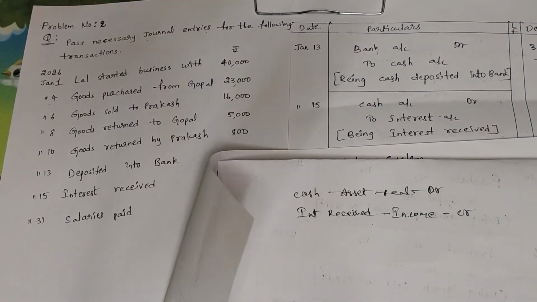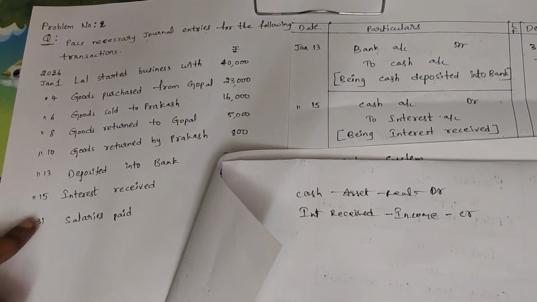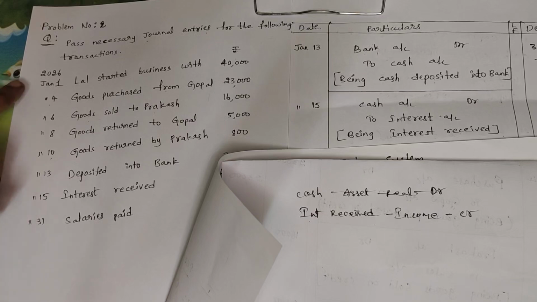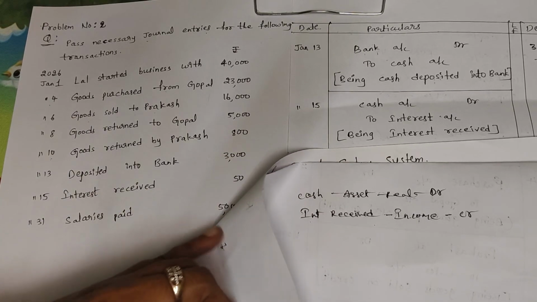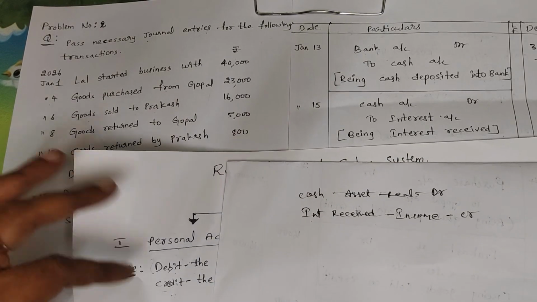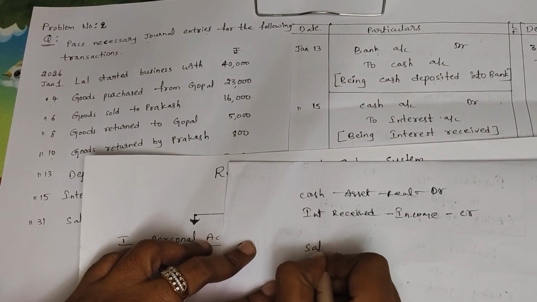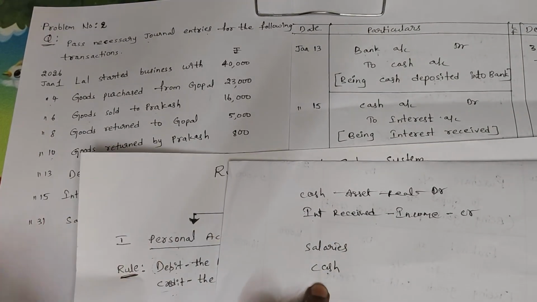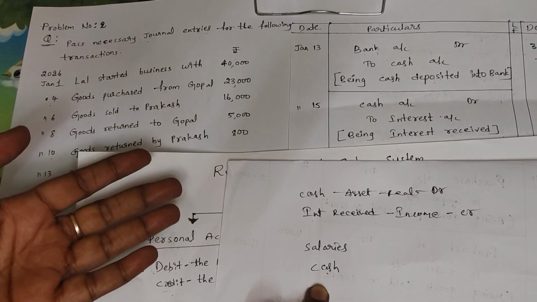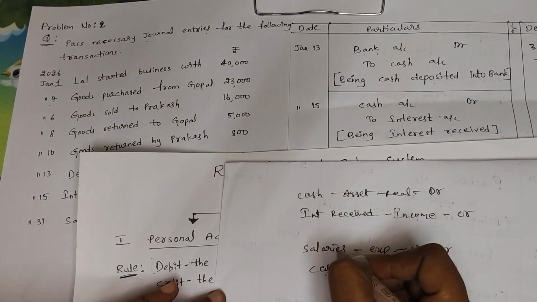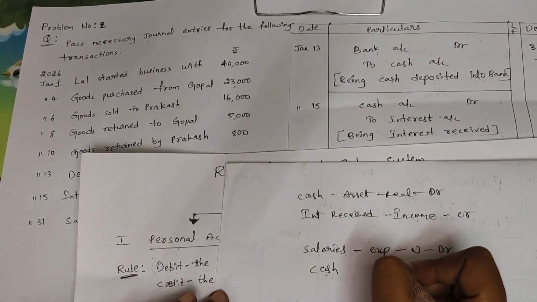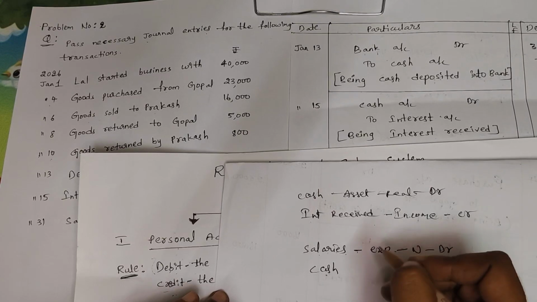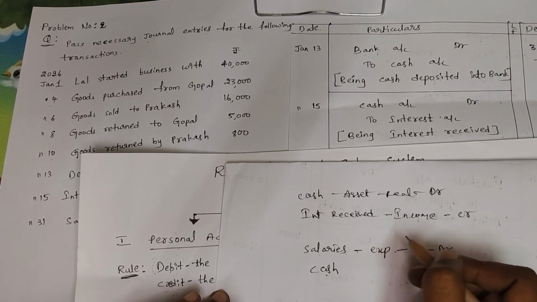Okay. And the last one, on 31st January, salaries paid 5,000. So what are the two aspects here? Salaries as well as cash. Why are we taking cash? Because we are paying salaries in the form of cash. Salary is an expenditure, because salary is paid. Paid means it is a payment, and payment is nothing but expenditure.